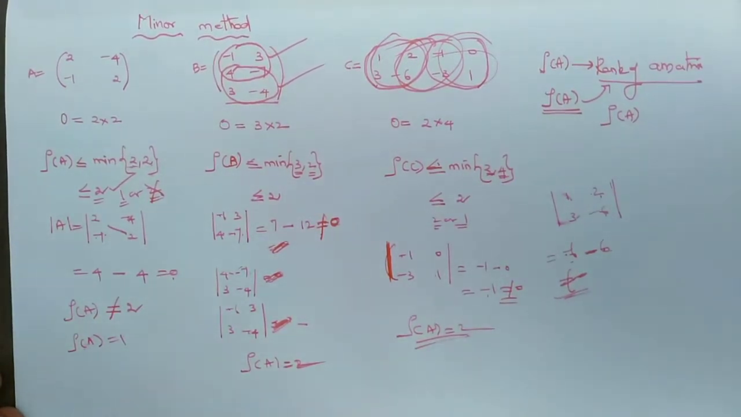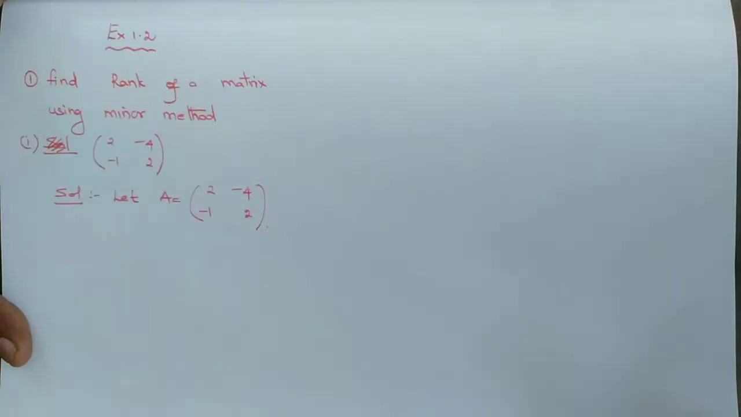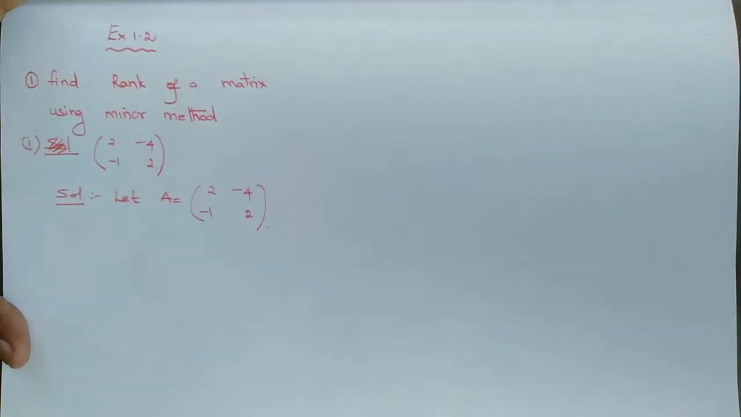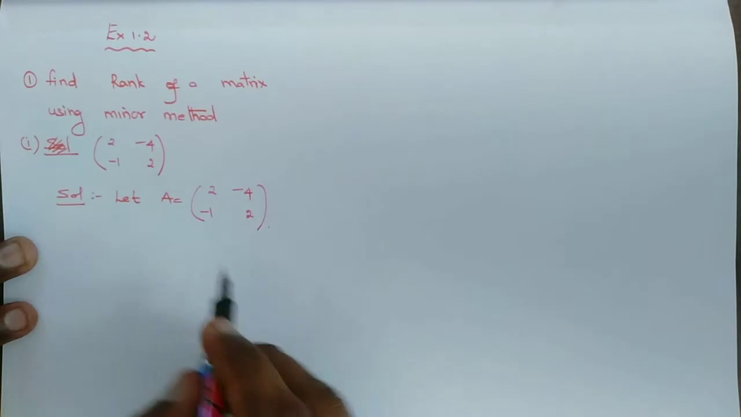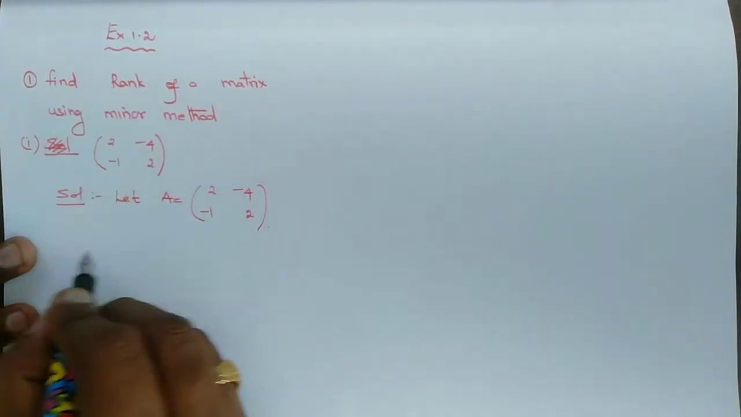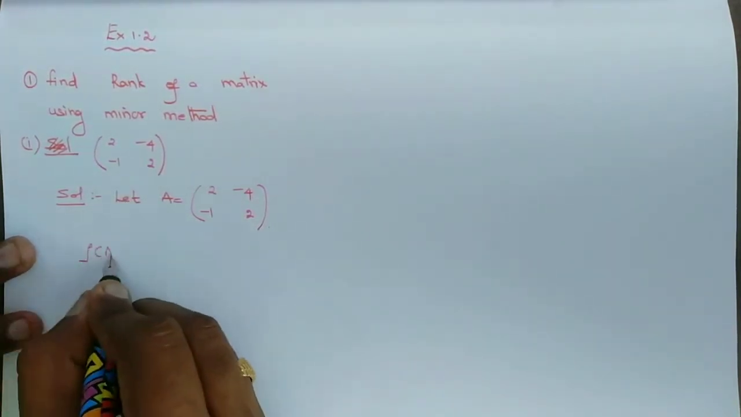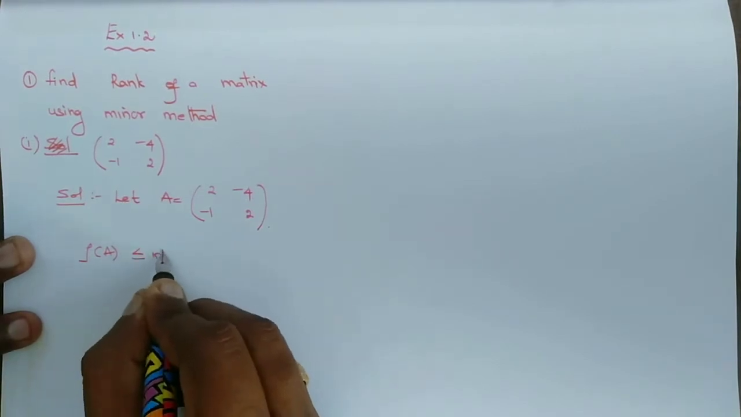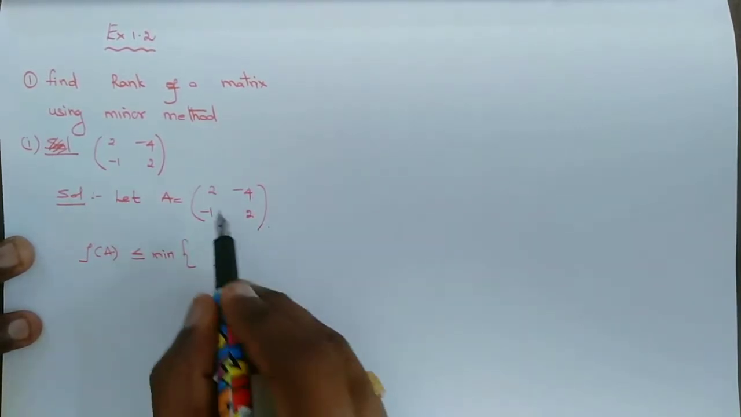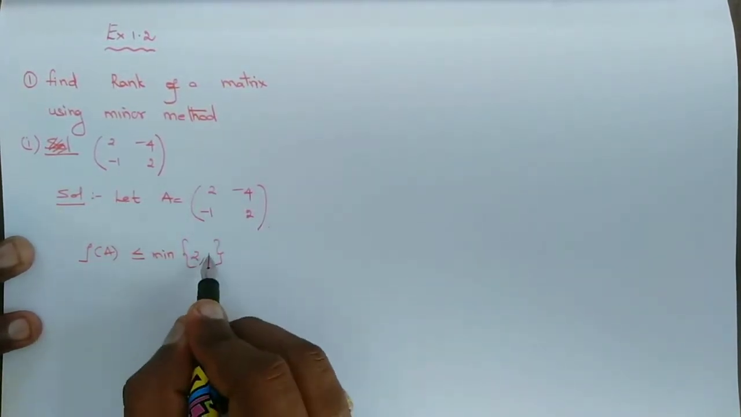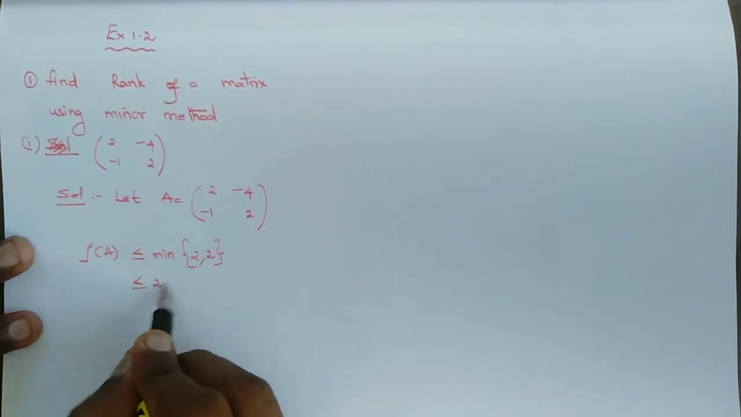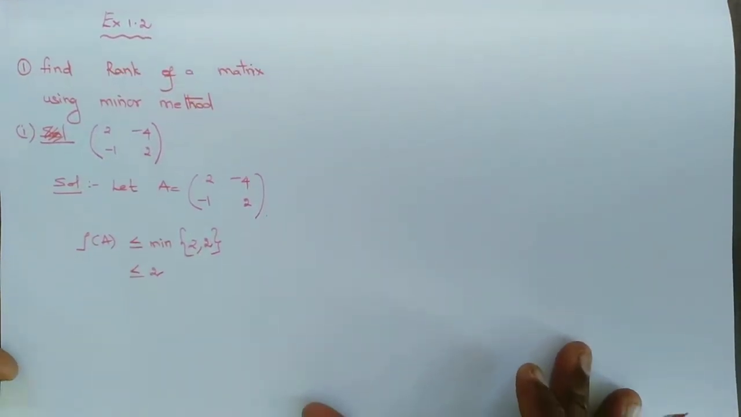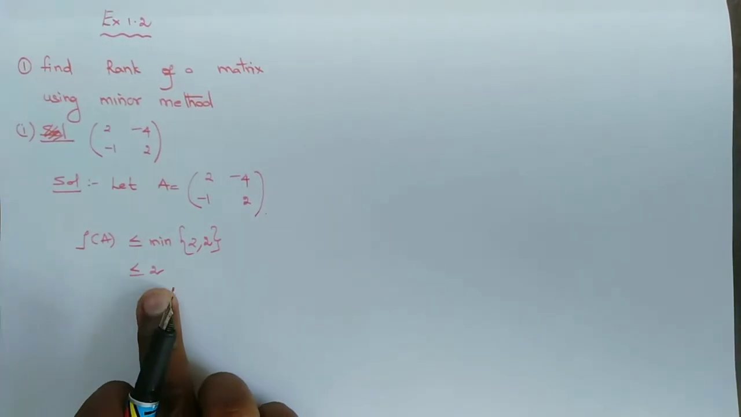Now I am going to explain the sum. First sum: find the rank of a matrix using the minor method. Given A is equal to the matrix. Therefore first write a formula. Rank of A is less than or equal to the minimum of m, number of rows 2, number of columns 3, so less than or equal to 2. Therefore rank can be 2 or 1.